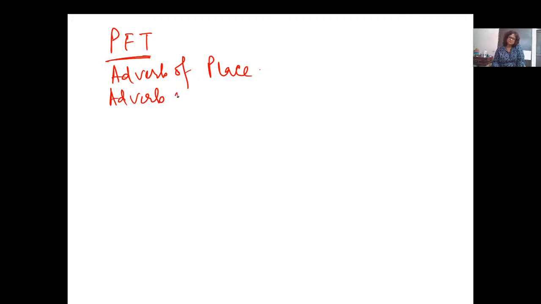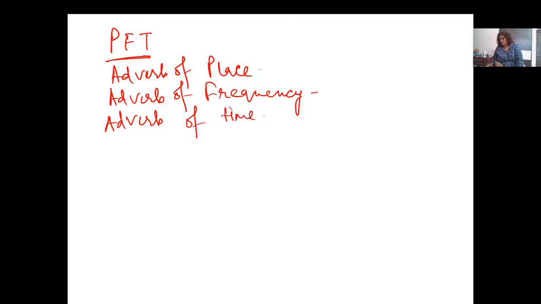Now we have to discuss the PFT rule. What is a PFT rule? P means adverb of place, F means adverb of frequency, and T means adverb of time. If place, frequency and time are used in one sentence, the order will be PFT. At first we have to take place, then frequency, and then time. This is called the PFT rule.